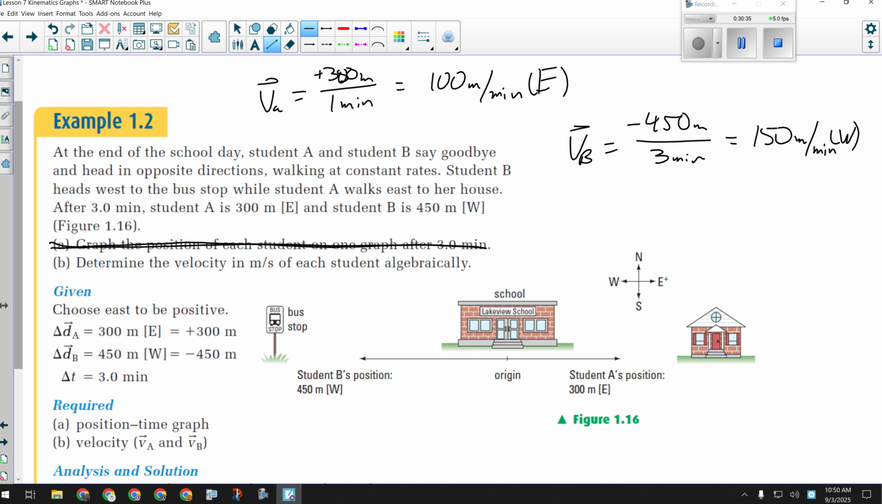Neither. They have the same velocity. What's their velocity? 0. Where did they both end up? Back at the school. I mean, it's a trick, right? It's absolutely checking if you read a situation carefully.